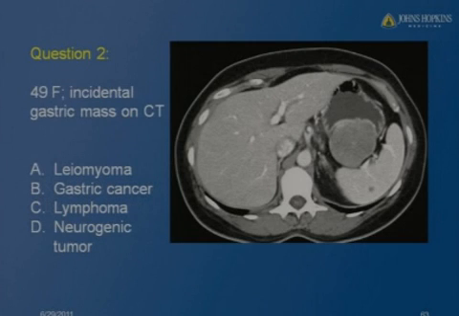What about this patient? It's a 49-year-old female, incidental gastric mass on CT. This patient has A, leiomyoma, B, gastric cancer, C, lymphoma, D, neurogenic tumor. And we start the 15 seconds.